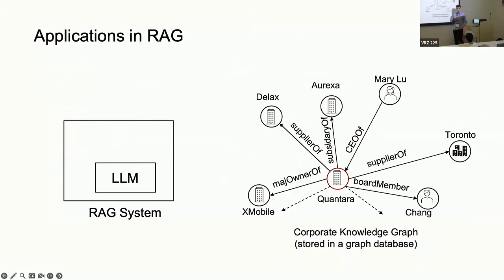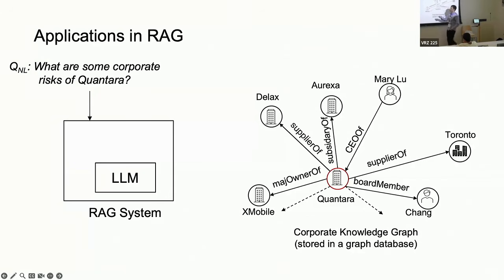Now, these are some modern applications we've seen from the user base of Kuzu that benefit from this. We see people, for example, building RAG systems, where the core architecture is that you're using an LLM as part of the system. And maybe you've got some corporate knowledge graph from which you want to retrieve records. So here's some information about this company Quantara. And the question comes in: what are some corporate risks of Quantara?